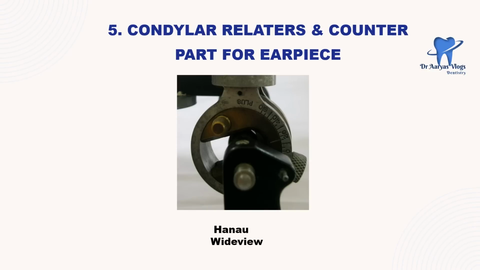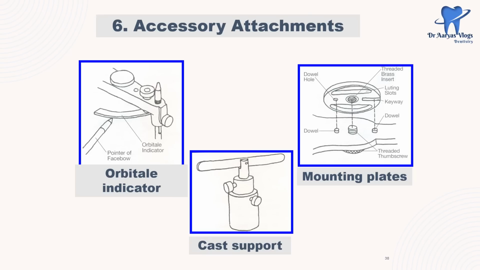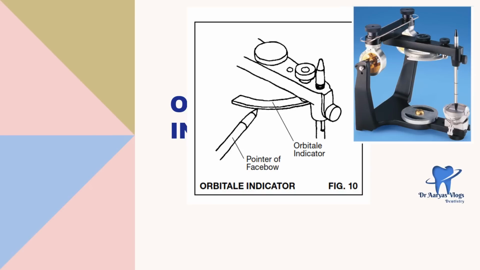And these are the condylar relators and counterpart for the earpiece. This is for Hanau wide view. And coming to the accessory attachments, these are the orbital indicator, cast support and mounting plates. Here, this is the orbital indicator.